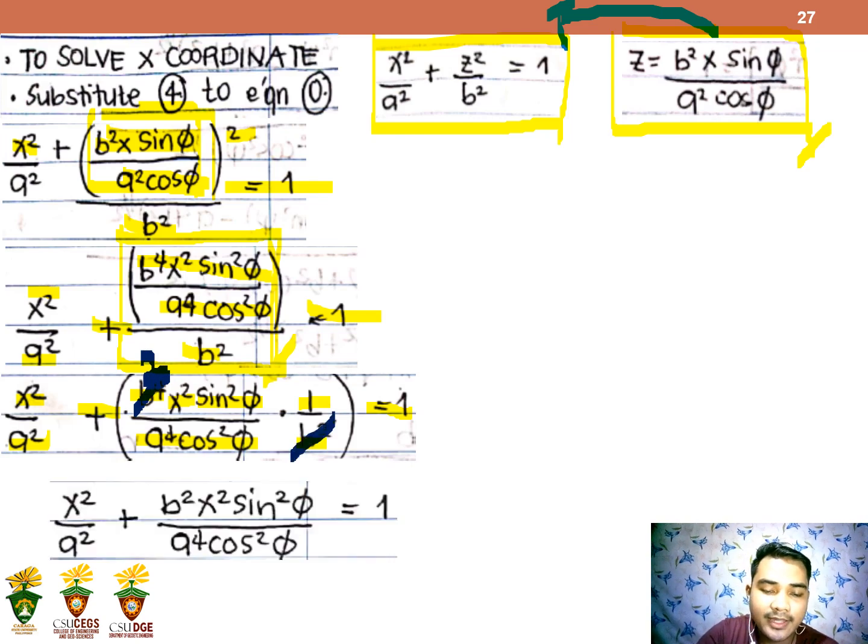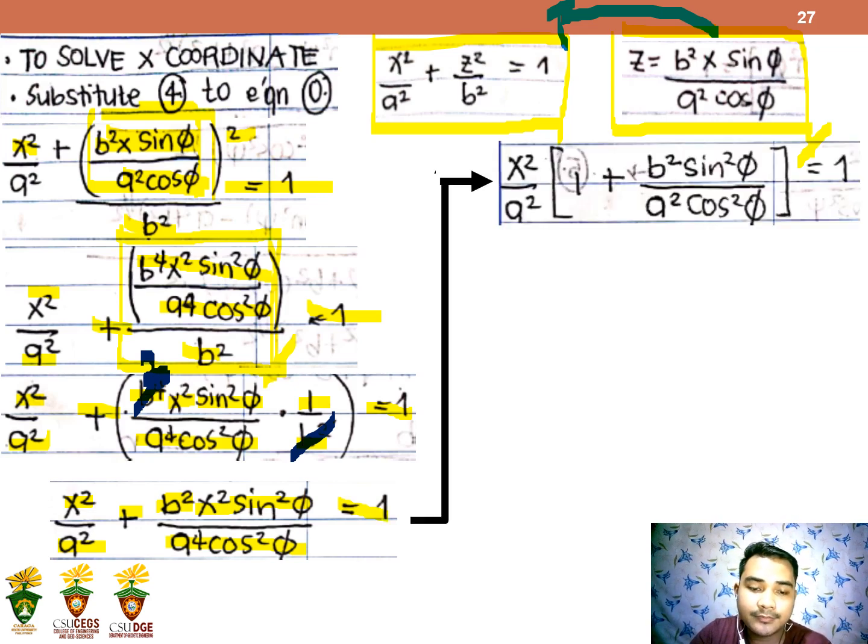So we have again next through mathematical manipulation we can have x squared over a squared plus b squared na lang base b squared x squared sine squared geodetic latitude all over a raised to the power of 4 cosine squared geodetic latitude, and that is also equal to 1.